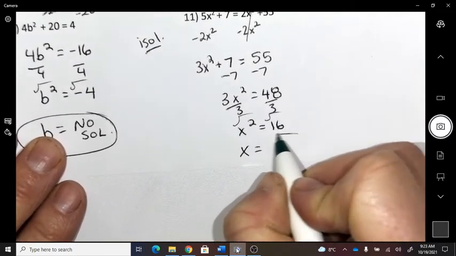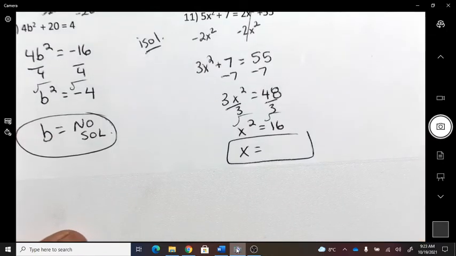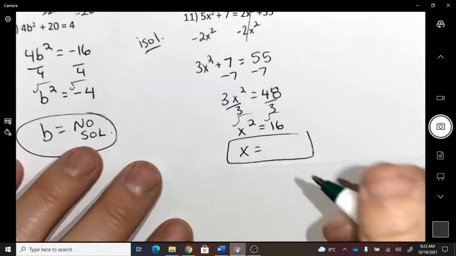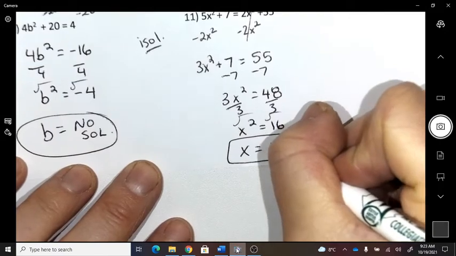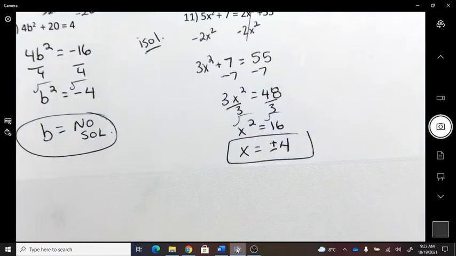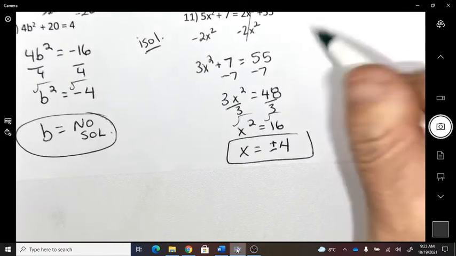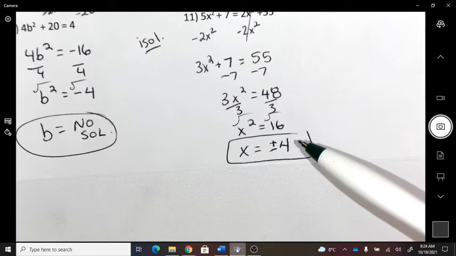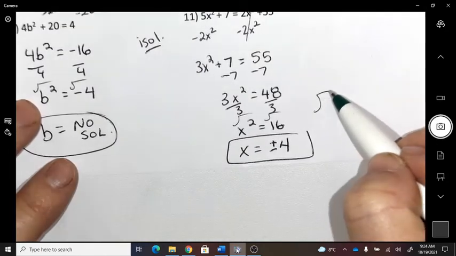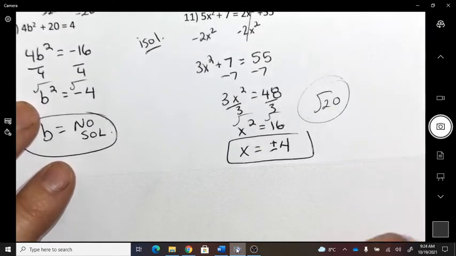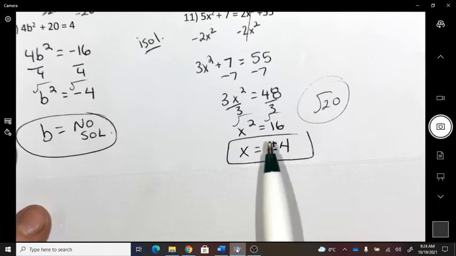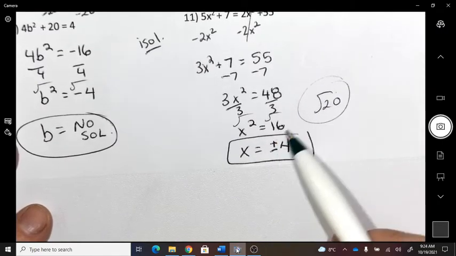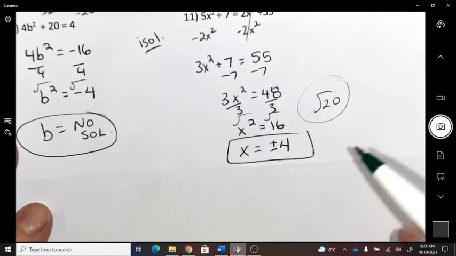And then what will you want to answer there? Positive or negative 4. I don't see any examples of something like this, but what if this was the root of 20? What if it was something like that instead of 16? What would be different about your answer?